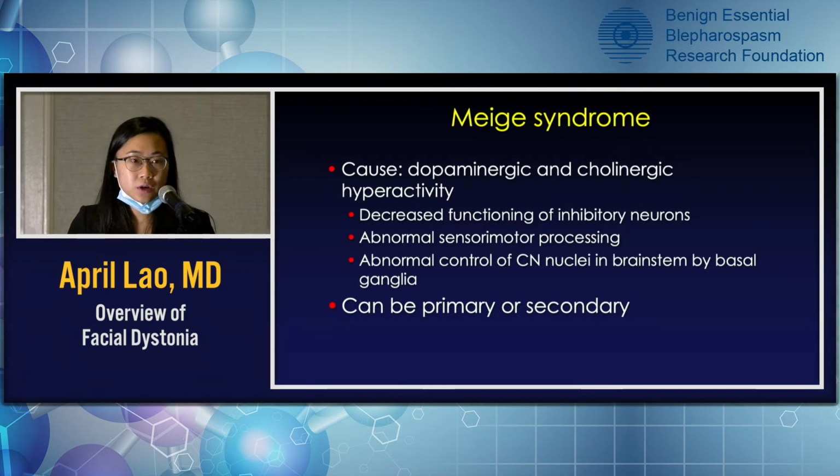The thought is that it's caused by a dopaminergic and cholinergic hyperactivity, which leads to decreased functioning of the inhibitory neurons, abnormal sensory motor processing, and abnormal control of the cranial nerve nuclei and the brainstem by the basal ganglia. It can be a primary condition or a secondary condition, meaning caused or associated with something else. Certain meds have been implicated, like antipsychotics, antidepressants, even antihistamines, head trauma, strokes, demyelinating disease, and other basal ganglia diseases like Parkinson's, Wilson's disease, Lewy body disease.